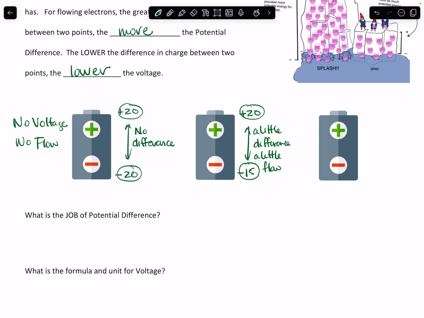What if instead of plus 20, we had plus 2,000 on this end and minus 10 on this end? If we look at these two, this is a lot of difference. So strong, the word strong's weird here, but a nice energetic flow, if you want to think of it that way. These electrons are going to have a lot of energy, so they're going to move either quickly or they're going to be able to do a lot of work for us.